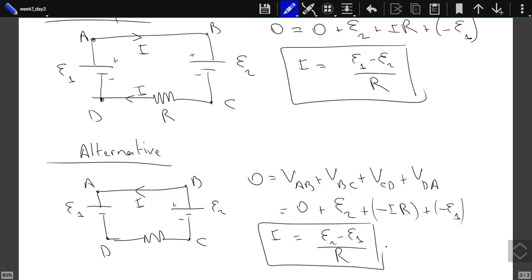Here, whether you choose this direction or that direction for the current doesn't change the potential differences anywhere. The potential differences are determined by the current and these epsilons and the resistance. Whichever direction you choose, the potential between A and D is the same. Any questions?